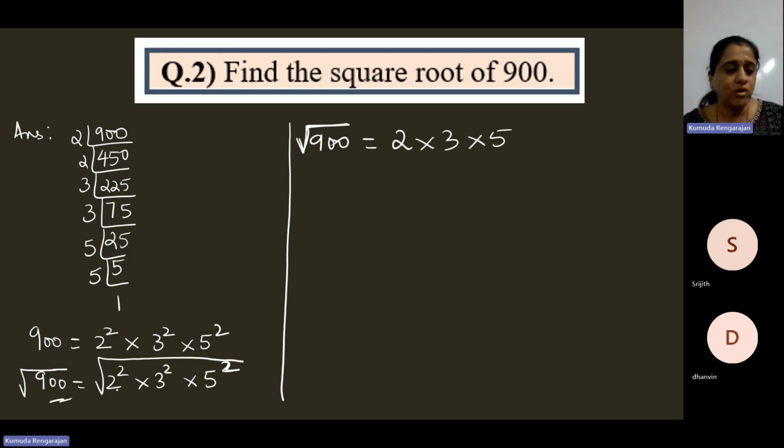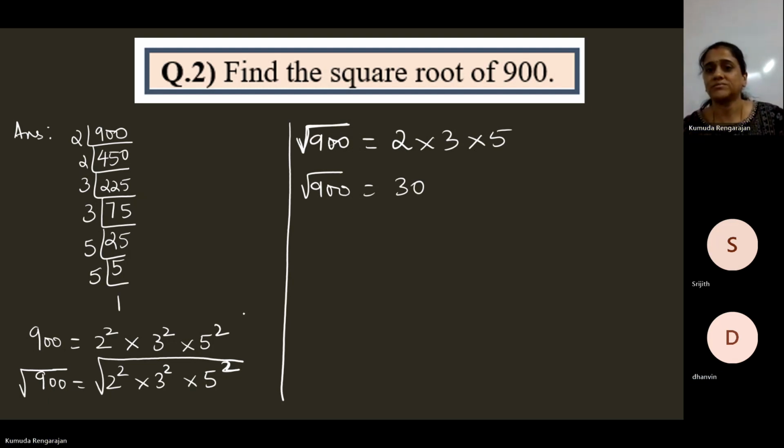So from 2 2s, 1 2 out. From 2 3s, 1 3 out. From 2 5s, 1 5 out. Now you don't have to put the square root symbol. Next step, square root of 900 is equal to 2 3 are 6, 6 5 are 30. See, we got it. We all know 30 times 30 is 900. But this is how you show the steps. Understood?